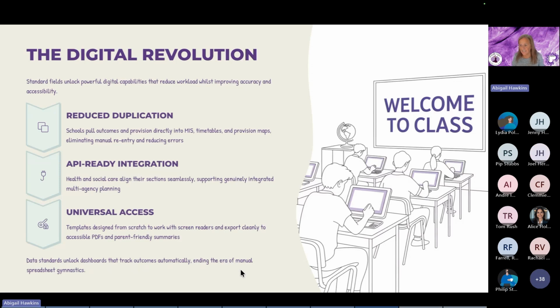And then universal access. So we have a lot of parents who struggle with reading, but the format that the EHCPs come to us in isn't necessarily always something that is screen reader ready. We have SENCOs who are perhaps dyslexic and struggle to extract the information they need from things, and they need a screen reader, or they need an accessible PDF, or they need an auditory output of that information. We need to be able to provide things in a way that everybody can access them.